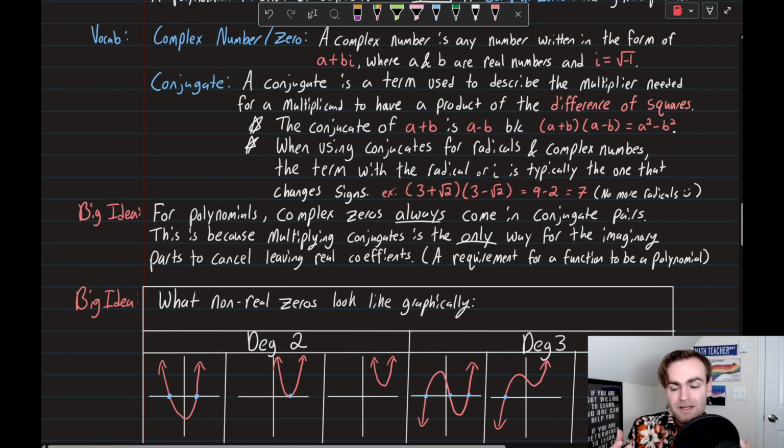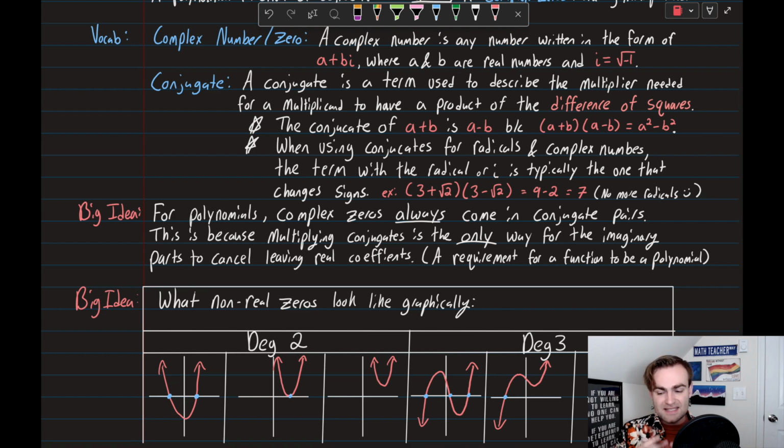Why do I need to tell you about conjugates? Well, for polynomials, if we have a complex zero that is strictly complex, it has an imaginary component, its conjugate will always be a zero as well. So if I have i as a zero, negative i also has to be a zero because it's its conjugate.